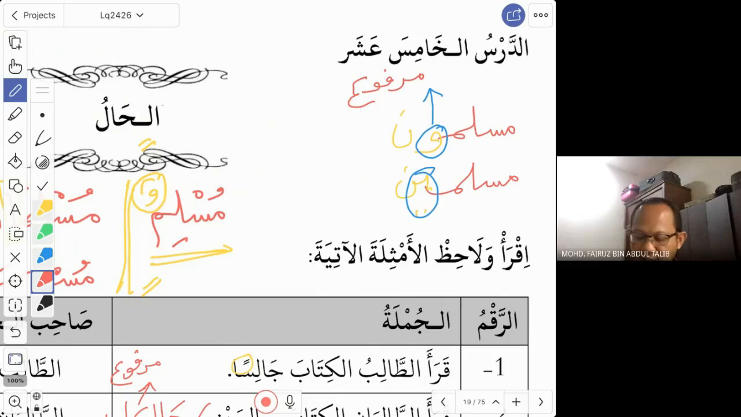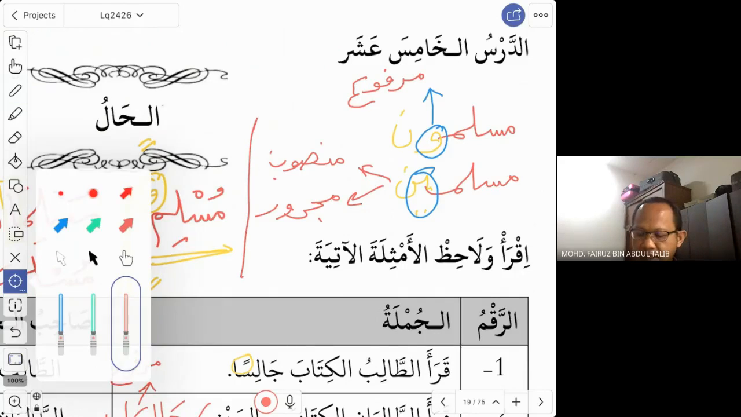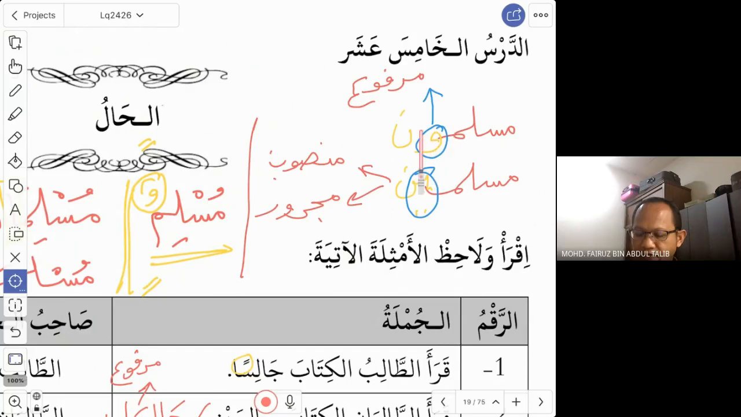And if it is in the state of mansub or in the state of majrur, then you will say muslimin. So again, this is similar to musanna. When it is marfu, you use the first version, which is the waw. And when it is mansub or majrur, you use the second version, which is ya.